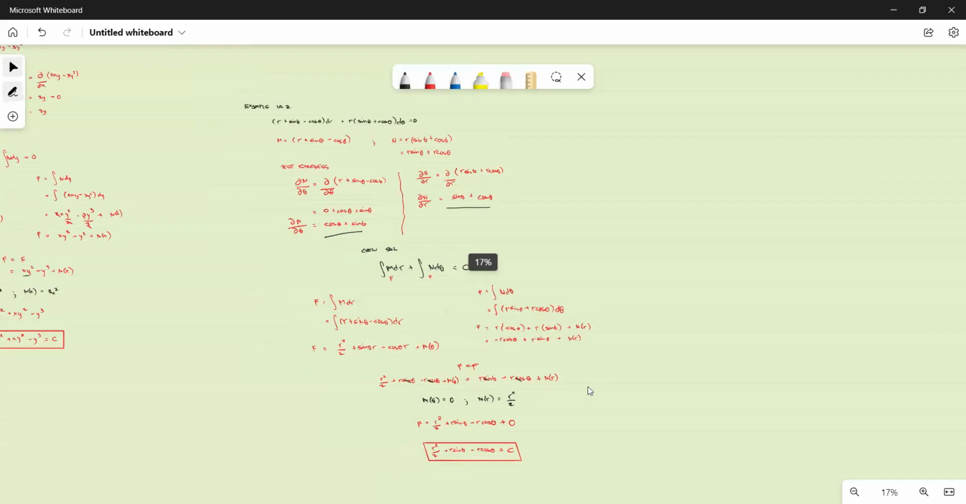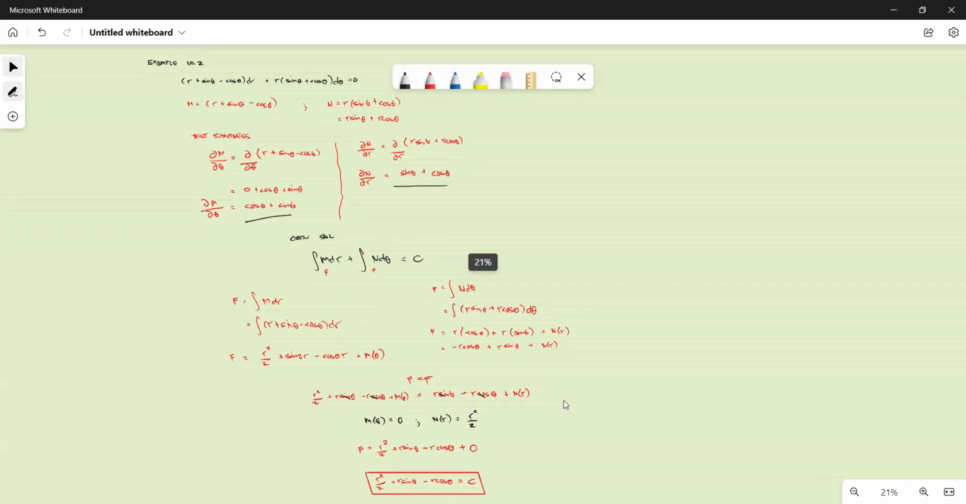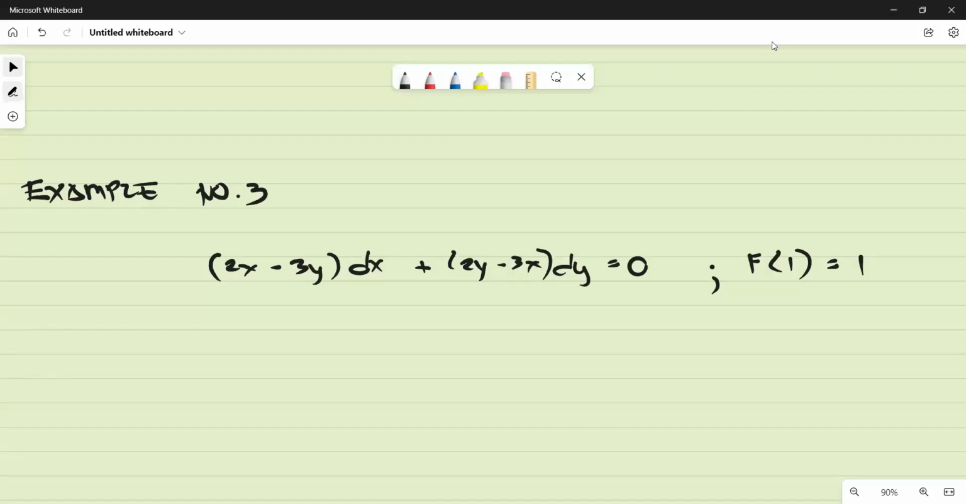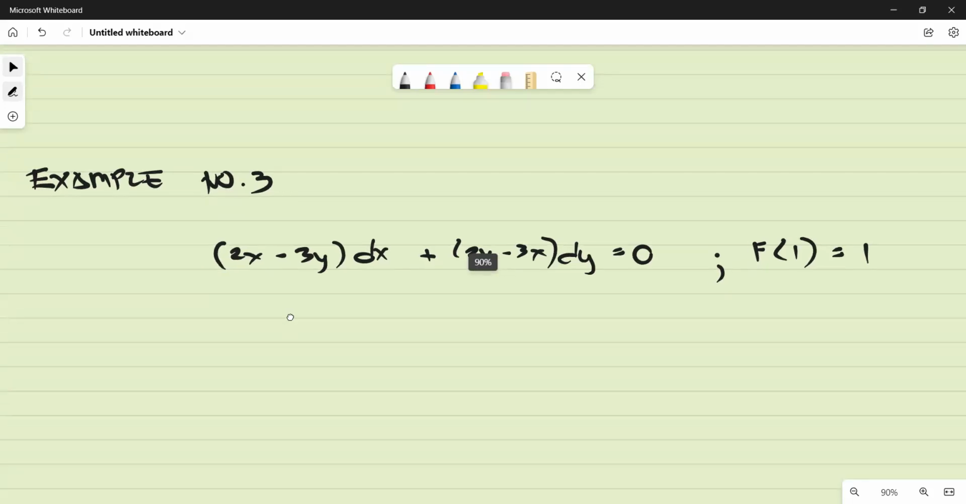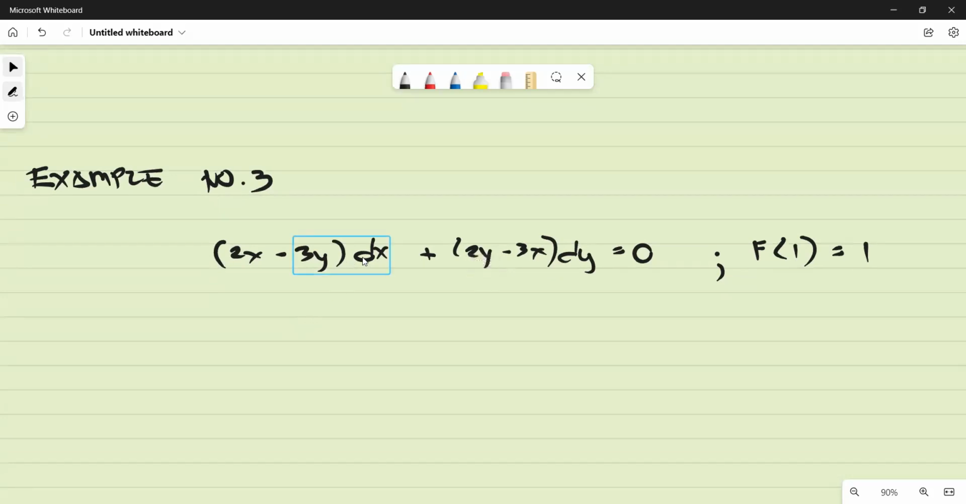Okay? Okay. Example number 2. Okay, for our third example, let's get the general solution of this. Pero wait, hindi pala siya general solution, no? Let's get the particular solution kasi may initial condition tayo. Ito, the value of f is 1 when the value of x is 1.